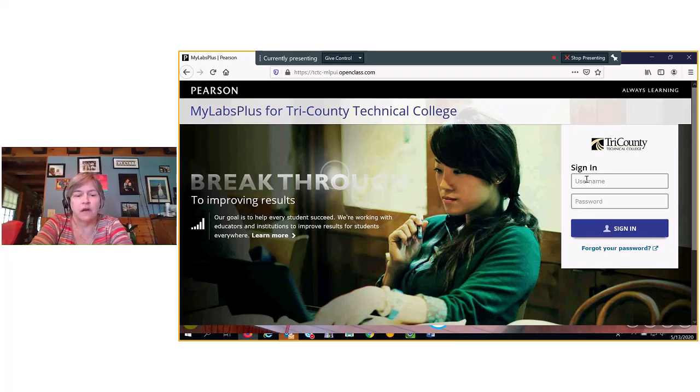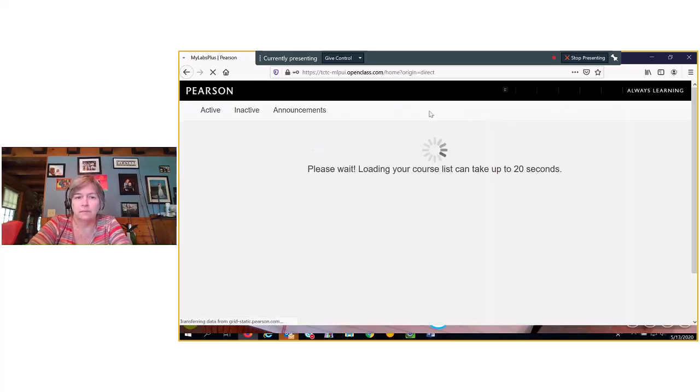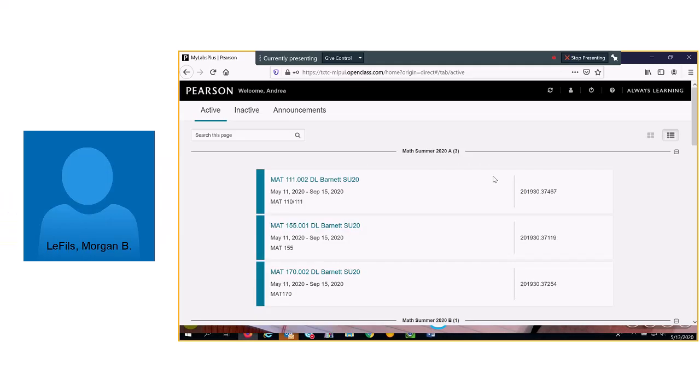I've already, this is how I sign in all the time, so I don't have to go through it. But when you get to this page, you're just going to put in your username without the @tctc.com. Click forgot password. For those of you who have not done this before, it'll say change password, and you go in and do that, and then it'll come back to this site. Now when I sign in, it'll take a minute.